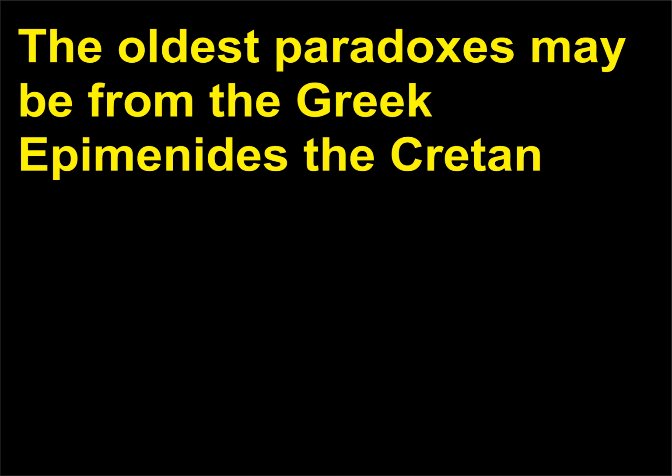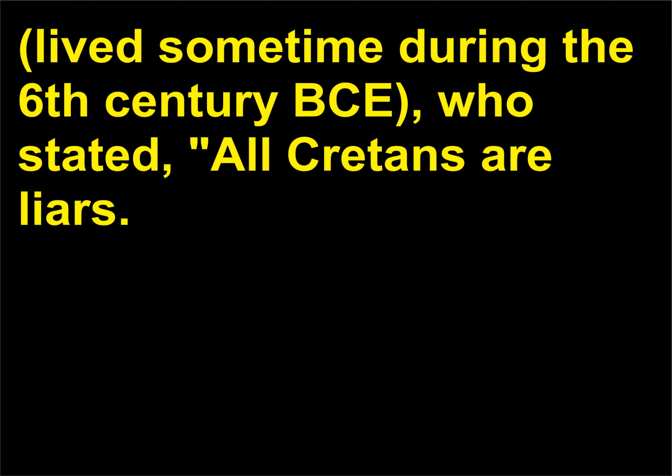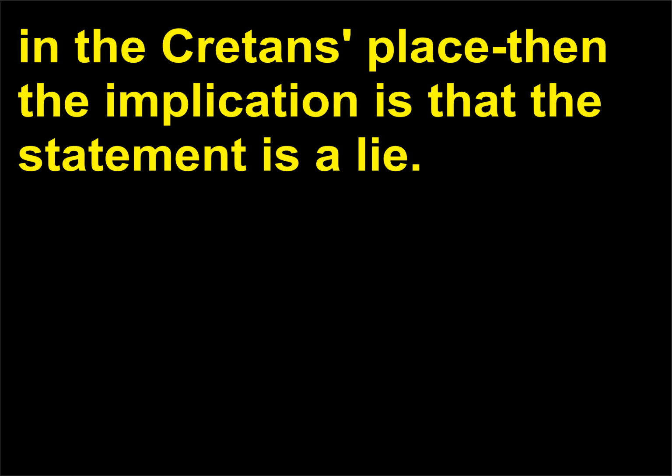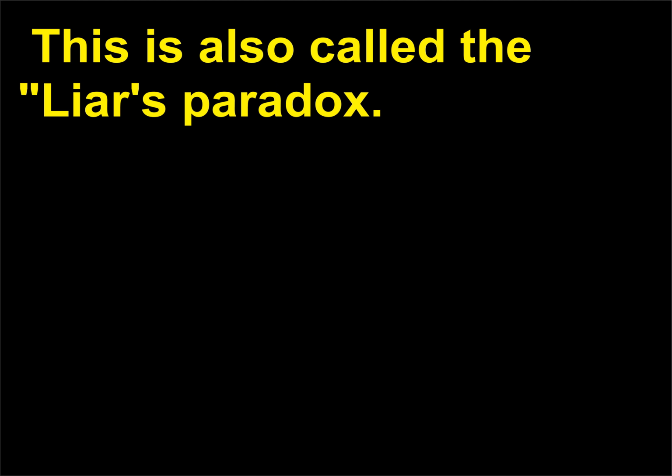The oldest paradoxes may be from the Greek Epimenides the Cretan, who lived sometime during the 6th century BCE and stated, "All Cretans are liars." If this statement is true, and any other culture you would care to put in the Cretans' place, then the implication is that the statement is a lie. This is also called the liar's paradox.